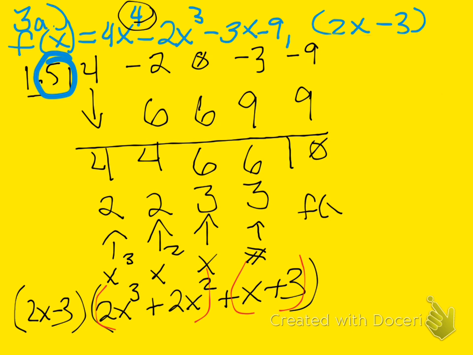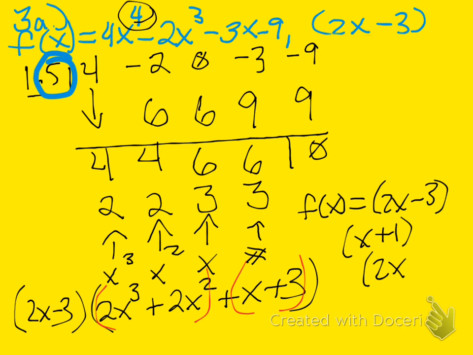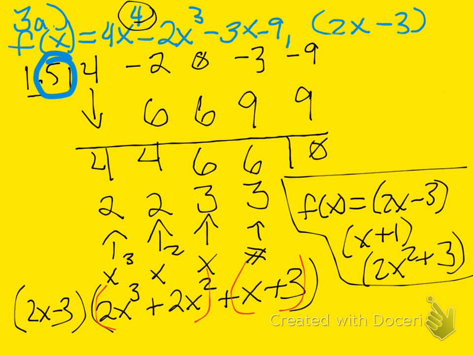The answer is f of x equals 2x minus 3, I'm running out of room, sorry, times x plus 1 times 2x squared plus 3. And that's it.